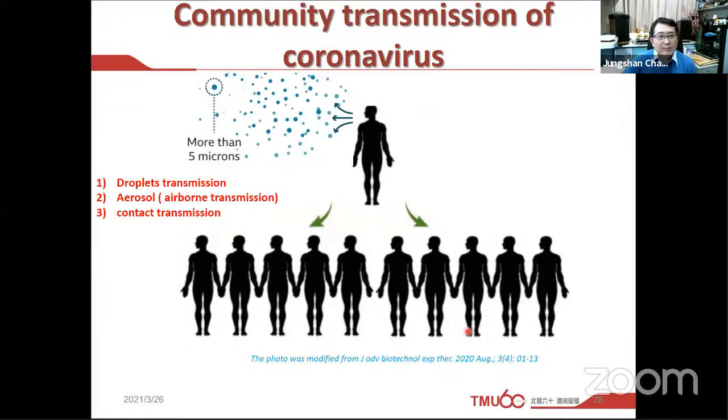Okay, and the transmission from individual to society, to other people, is through these 3 different ways. The first one, droplet transmission. Second is airborne transmission. The third one is contact. The way the disease is transmitted is very important for us.